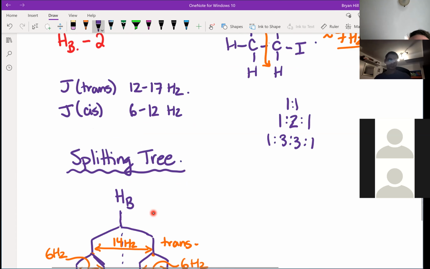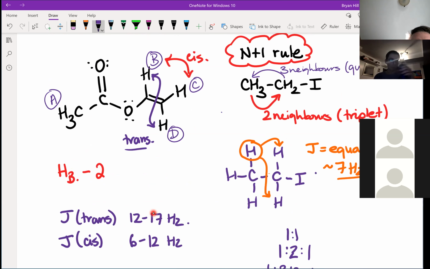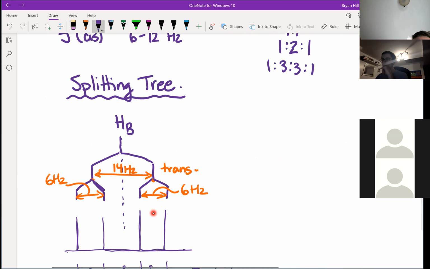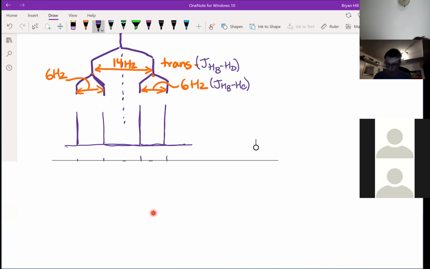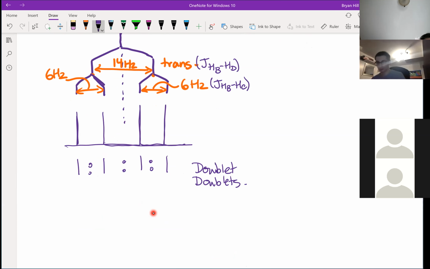So it's been split once by HD and once by HC. So this coupling here, this trans coupling would be JHB HD, and this coupling here would be JHB HC. And so you'd actually show up as 4 peaks of equal height, a doublet of doublets. So that's basically a splitting tree.